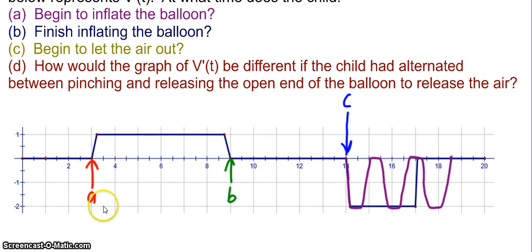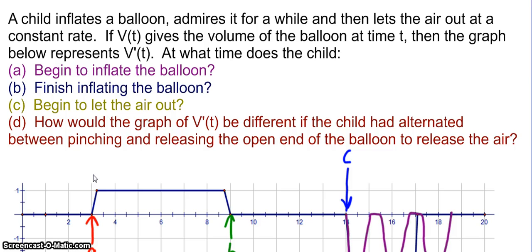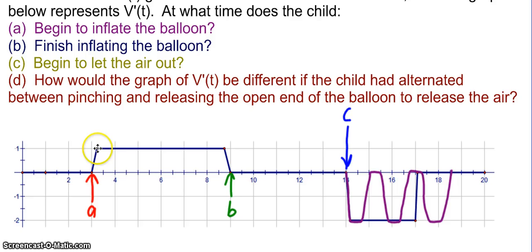Alright, so when does the child begin to inflate the balloon? Would be right here at 3 seconds, assuming that that's in seconds. And then the balloon is being inflated up until here, where the child stops inflating the balloon. We don't know if it's a he or she, I apologize. So B, right here at 9 seconds, would be when the balloon is finished inflating. When does the child begin to let air out of the balloon? That's going to be here at C.